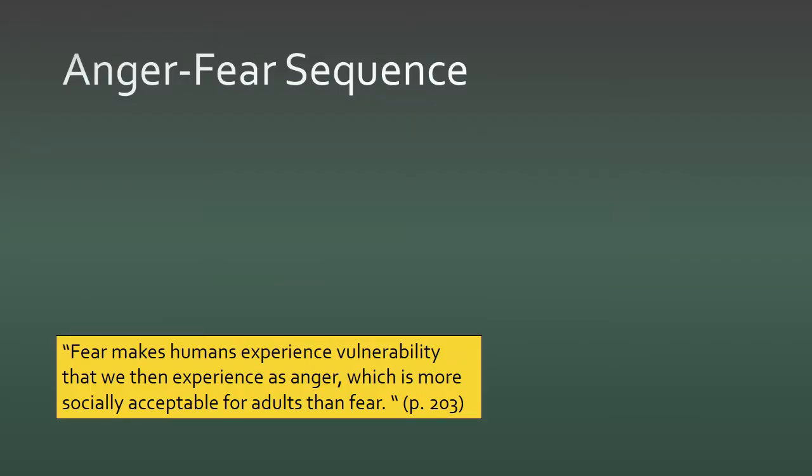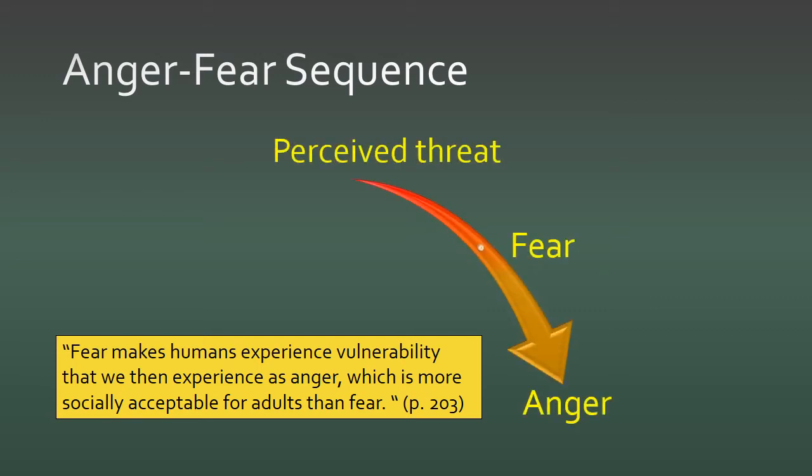Now the text discusses the anger-fear sequence. In this model, anger is a secondary emotion. It is activated to deal with an underlying fear, which was triggered by a perceived threat. One example is being stuck in morning rush hour traffic and suddenly realizing you're going to be late for a very important meeting at work. You know you feel angry, but underneath the anger is fear that you will get in trouble with the boss or perhaps even lose your job. As adults, anger is a more socially acceptable emotion than fear because fear leads us to experience vulnerability.